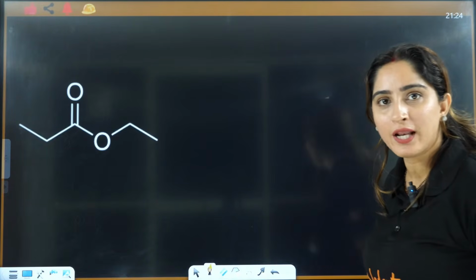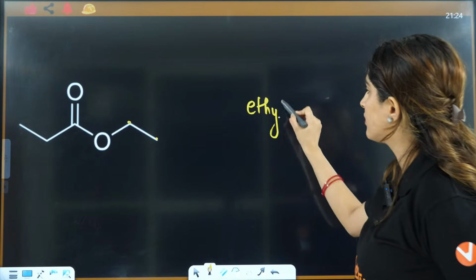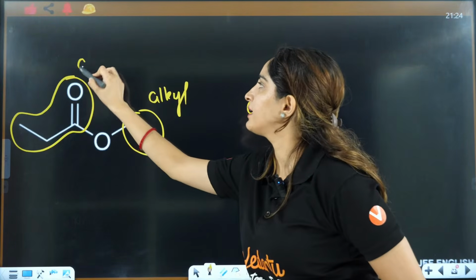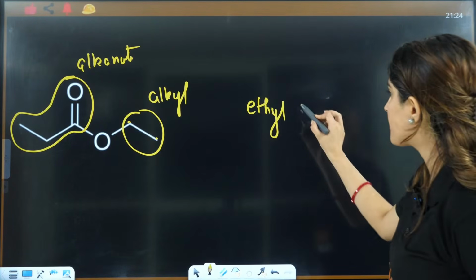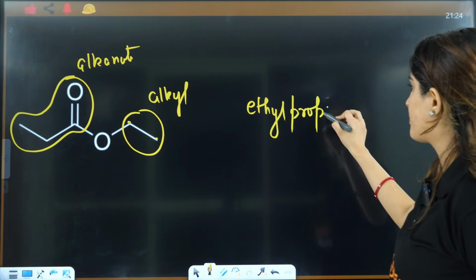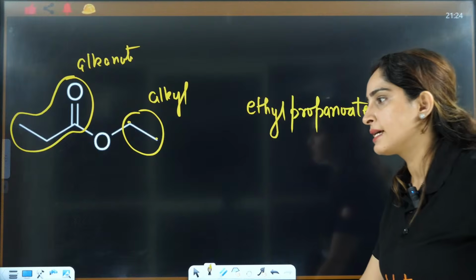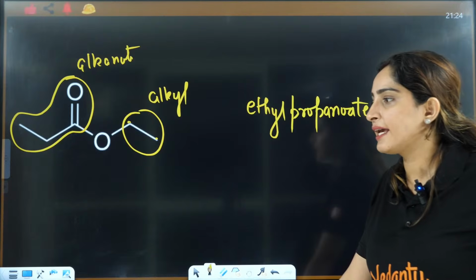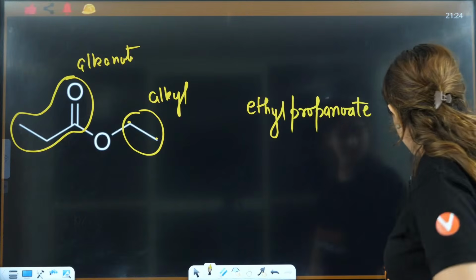What about this one? With oxygen you will have the alkyl part. This one has 2 carbons, so it will be ethyl. This is the alkyl part, and this one will be the alkanoate part. This has 1, 2, 3 carbons, so this will be propanoate. Ethyl propanoate. Is that clear? Oh, sorry, not ethyl ethanoate, ethyl propanoate. Right, everybody?